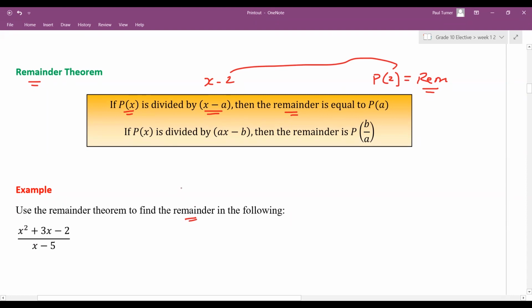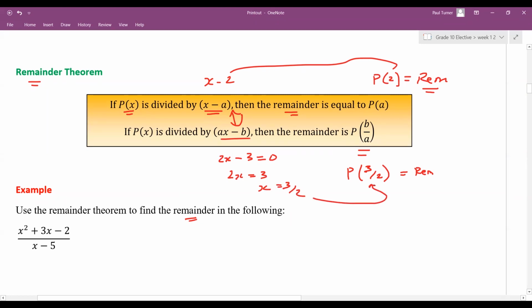because I don't want the quotient. Okay, so the other case is if you have a polynomial and you divide by ax minus b, for example, 2x minus 3, then the remainder is P(b/a). So that would be P(3/2), and that would give you the remainder there. So it's just a modification of this rule here. If you forget how to do this, just let that equal 0. And then 2x equals 3, x equals 3 on 2. So that will give you the number you need to put into your equation to get the remainder.